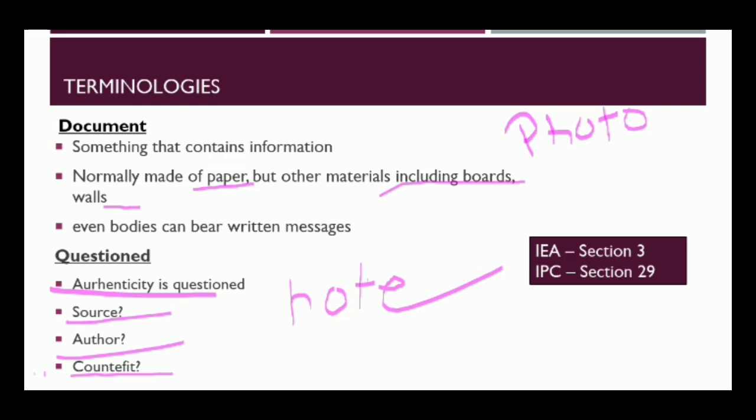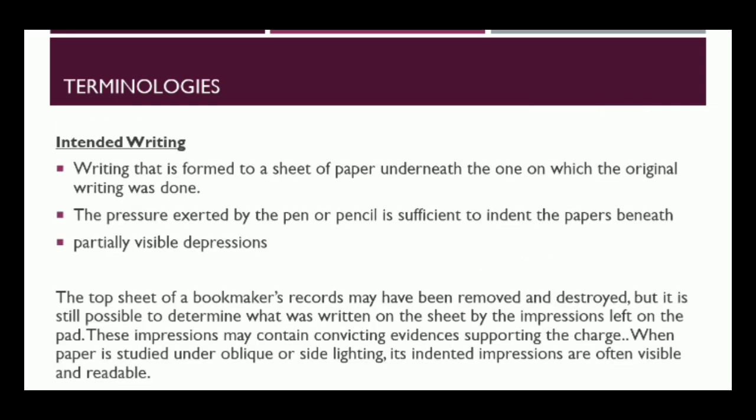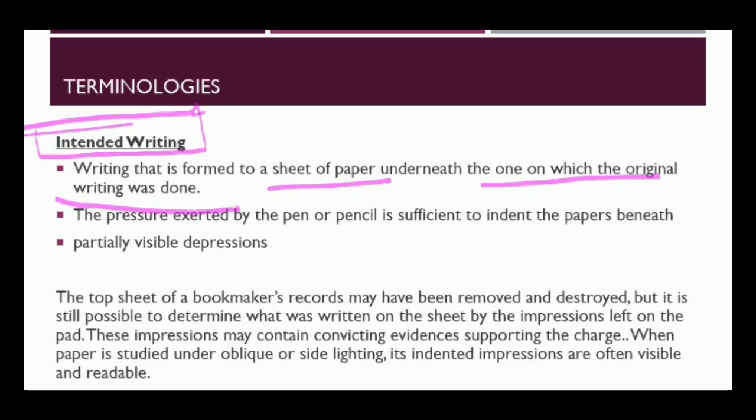Then what is indented writing? Indented writing is the thing around which our entire lecture will revolve: writing that is formed on a sheet of paper underneath the one on which the original writing was done. Here is an example. Look at this picture. This is the indented writing. When a pen or pencil is heavily placed on the paper, some impression of whatever is written goes onto the paper beneath it. It happens due to the pressure exerted. So whatever is formed on the pages beneath the original page is termed indented writing.